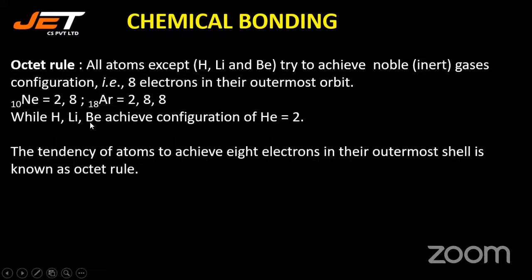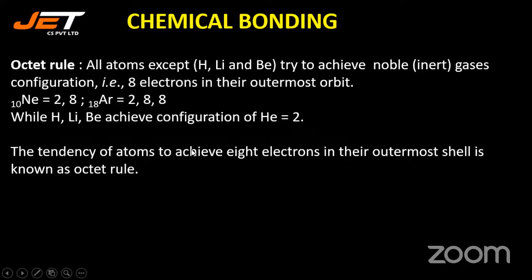Hydrogen, lithium, beryllium are the villagers. They don't have to travel to neon to gain the stable electronic configuration. They are like, okay, I have helium, I have a good hospital in my locality, so let's just be here. So that is the concept. The tendency of atoms to achieve 8 electrons in their outermost shell is the octet rule.